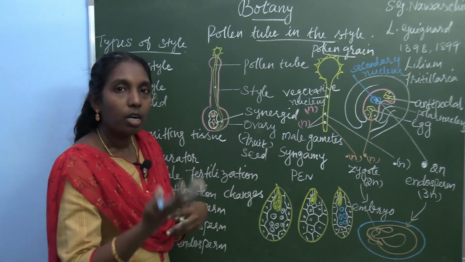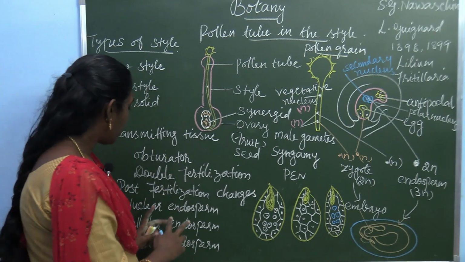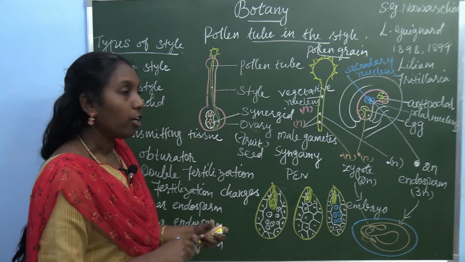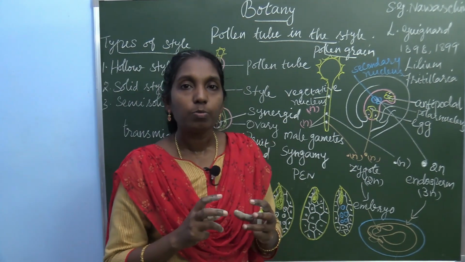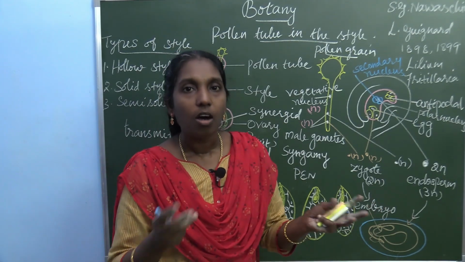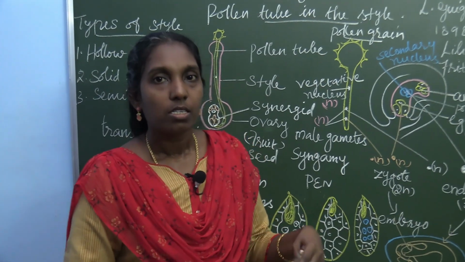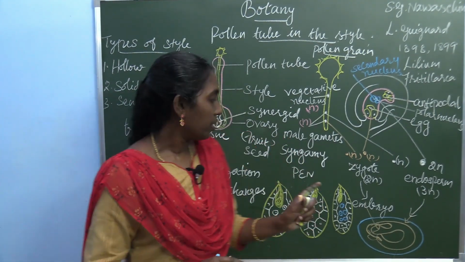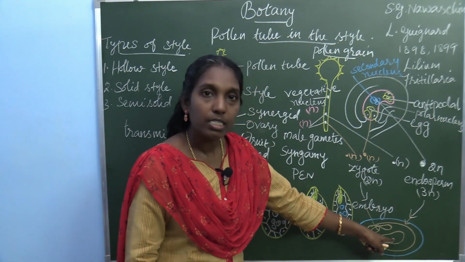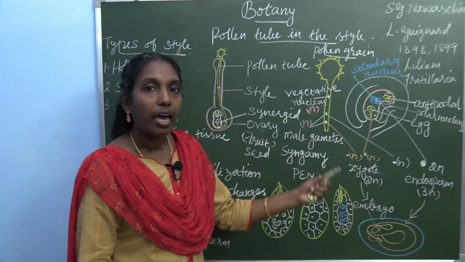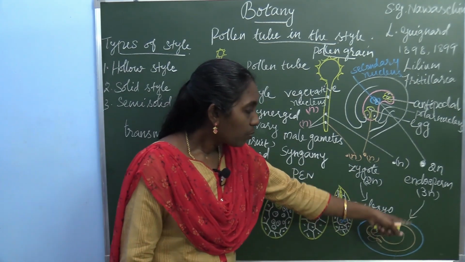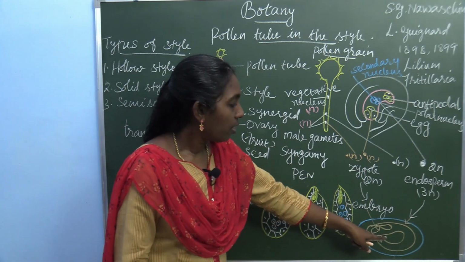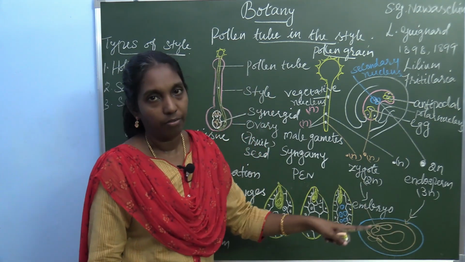So, depending upon the mode of development, there are three different types of endosperm. Apart from this, one more endosperm is there, ruminate endosperm. In this, the endosperm formation is uneven or irregular on its surface, so it is called ruminate endosperm. What is the function of endosperm? The endosperm nourishes the developing embryo, and in most cases the endosperm divides before the division of the zygote. So, before the zygote divides, the endosperm divides.